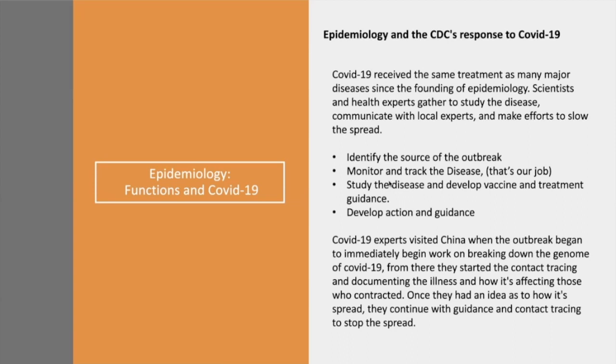COVID-19 experts visited China when the outbreak began to immediately begin work on breaking down the genome of COVID-19. From there, they started contact tracing and documenting the illness and how it's affecting those who contracted. Once they had an idea as to how it spread, they continue with guidance and contact tracing to stop the spread.